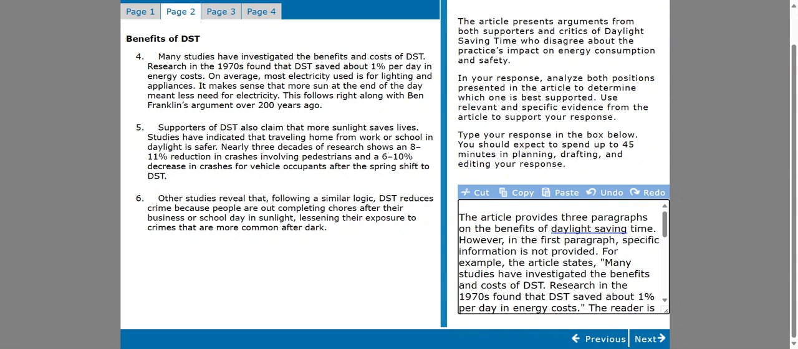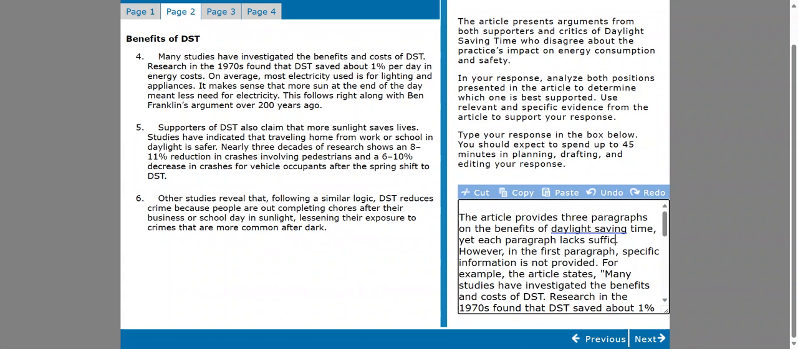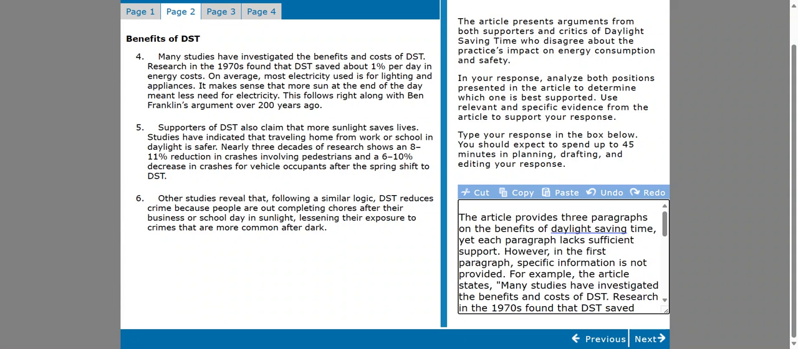So I can say this. The article provides 3 paragraphs on the benefits of daylight saving time, yet each paragraph lacks sufficient support. And so, if you have seen previous videos, right, writers, you know that I always end where I begin. And so, the first sentence and the last sentence are usually either exactly the same or very similar to each other.